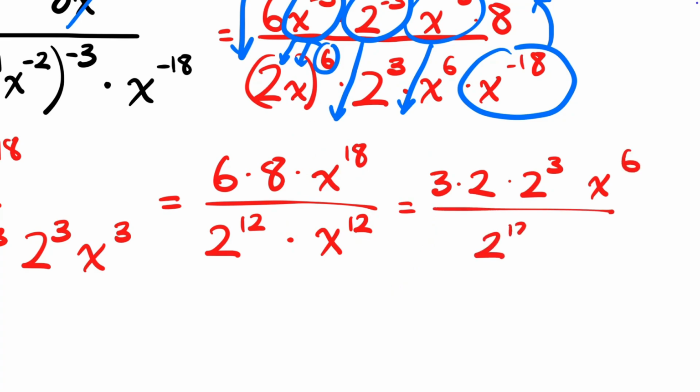2 to the power of 12 on the bottom. But watch up here. This is 2 to the power of... what power do I have up here? 1. If there's a hidden power, you assume that power is 1. And I can do what with these powers? Add them. So this is really 2 to the power of 4 on the top.